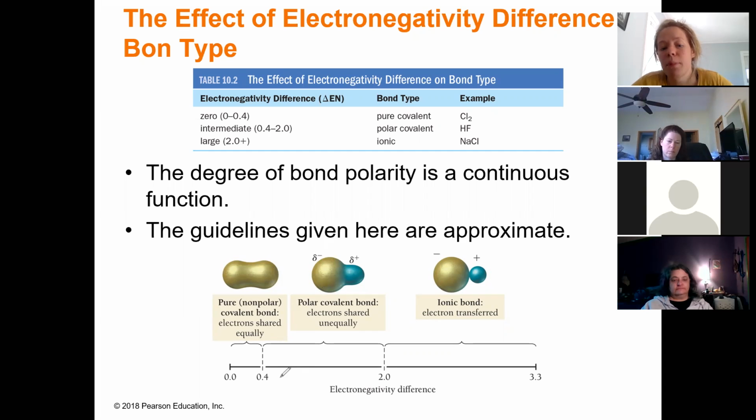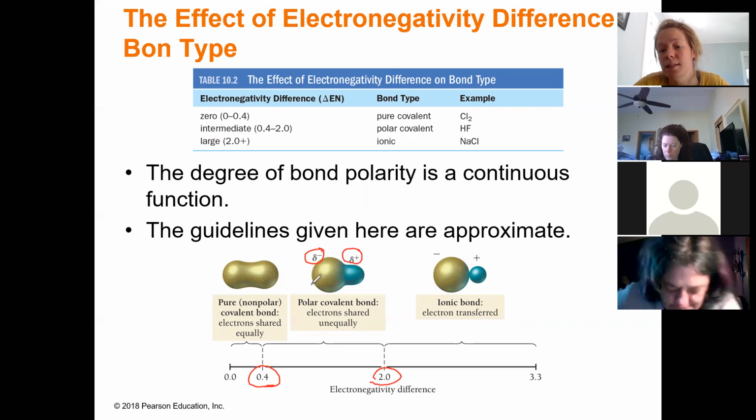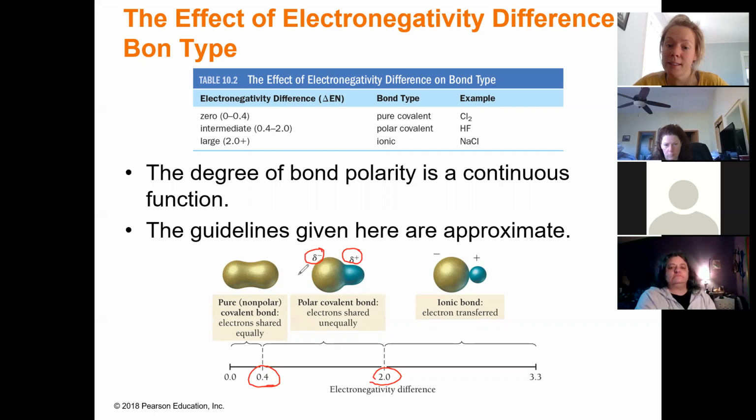A polar covalent bond is when your difference in electronegativity is somewhere between 0.4, 0.5, and roughly 2. This is where they're still sharing the electrons. There's a difference in electronegativity, but it isn't so great that it transfers the electron. They share them, but they share them unequally. So there becomes a negative side and a positive side. The negative side is the side where the electron is more likely to be. The positive side is where the electron is less likely to be.